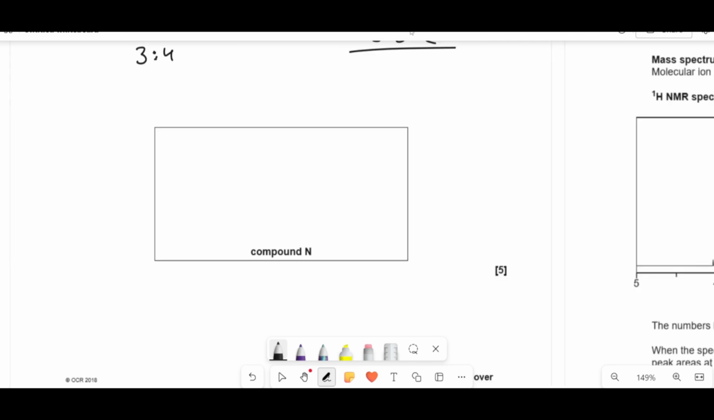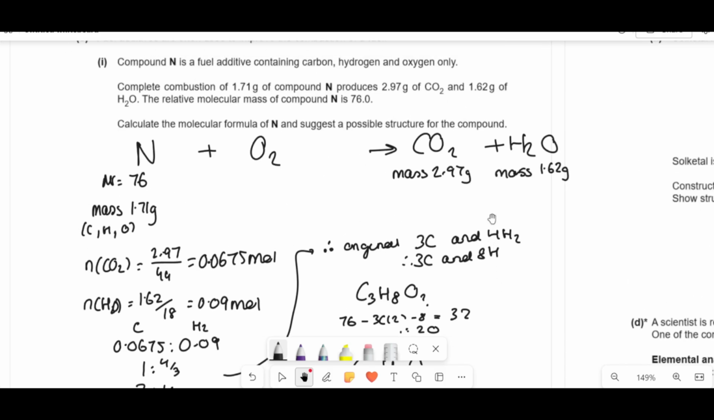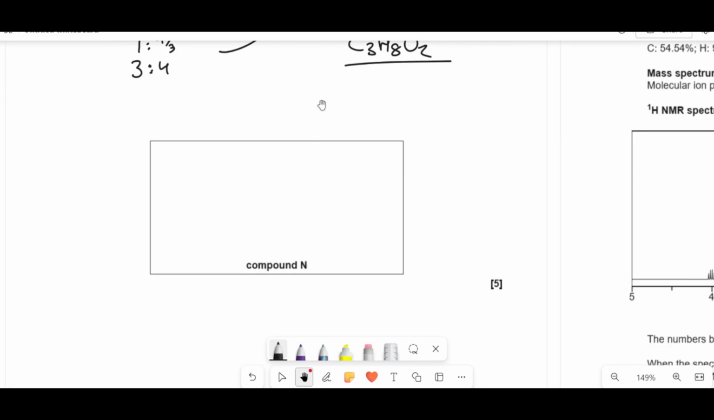Done. And then it wants a structure of this. So let's just have a quick look. Is there anything else that's going on here that's useful? No, so it's just any way of really putting this in.